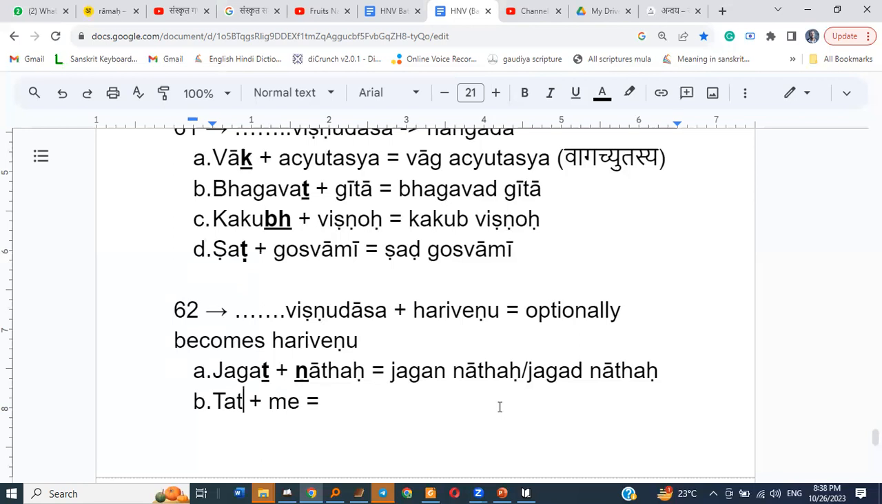So Tat ends with Tarama, which is a Vishnu Dasa, followed by Ma. Is Ma a Harivenu? Yes, it is. Ma is a Harivenu. So this Ta will optionally become the Harivenu of its own Varga. So that is Tan Me. And optionally it will become the Harigada. So that is Tad Me. Tanme or Tadme. And so on.